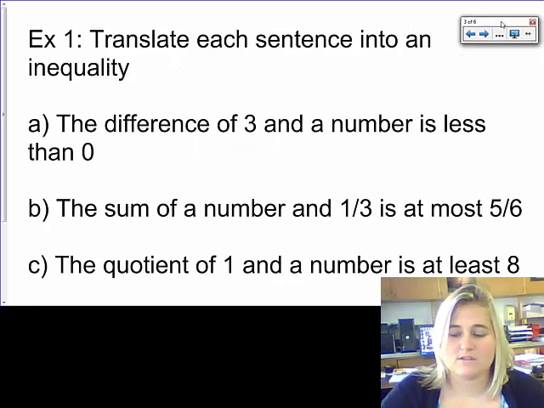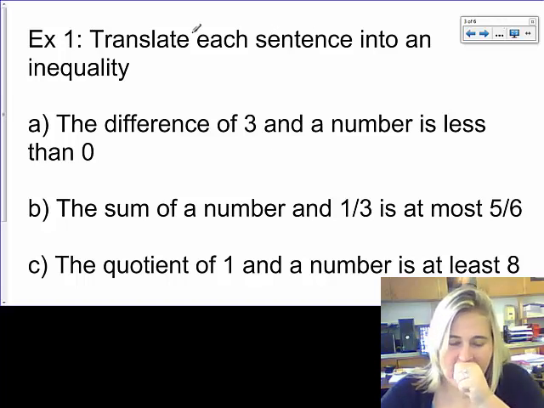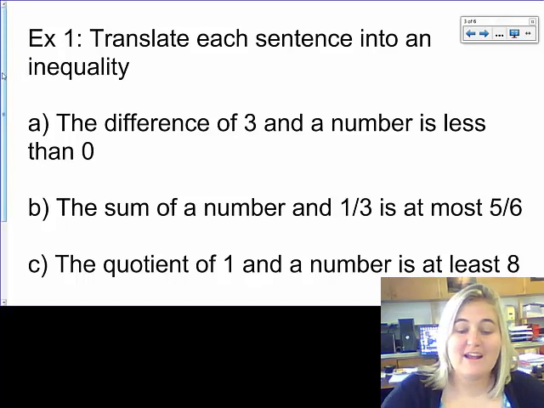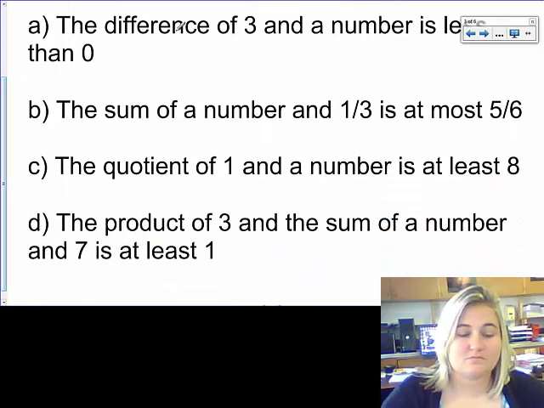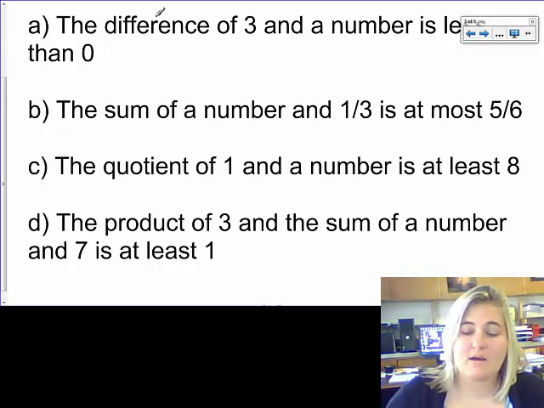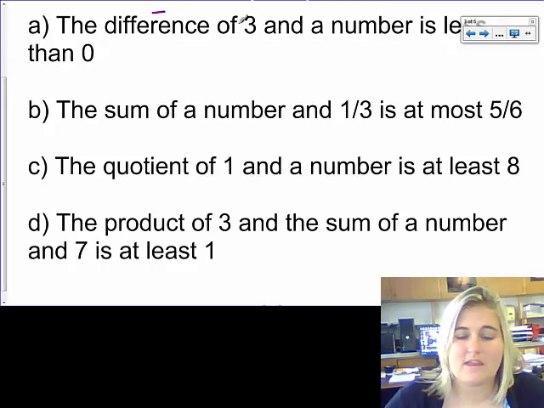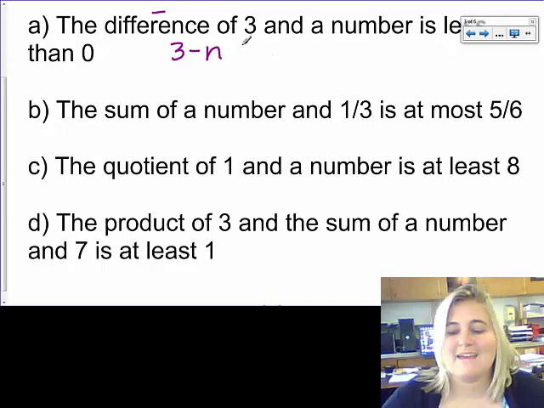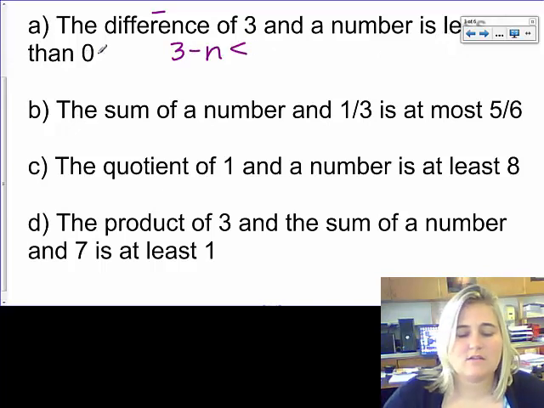On the first part, it wants me to translate each sentence into an inequality. So, A says, the difference of 3 and a number is less than 0. Difference means I'm going to subtract, and the next 2 things are what I'm subtracting, in that order. So, 3 and a number: I'm going to put 3 minus a number, is less than 0. That was an easy one, right? No problem there.